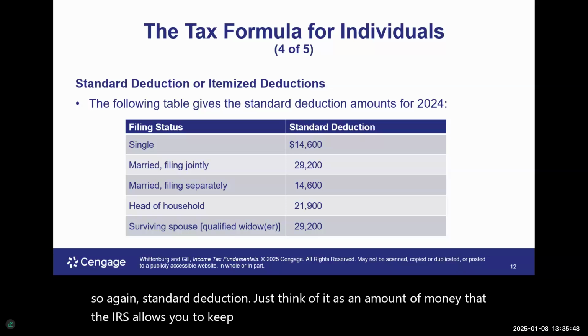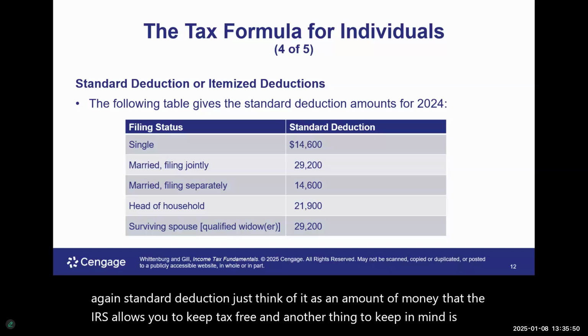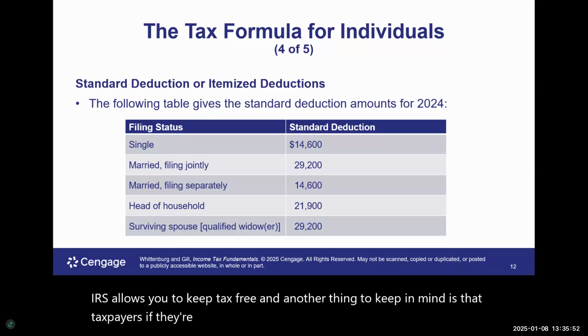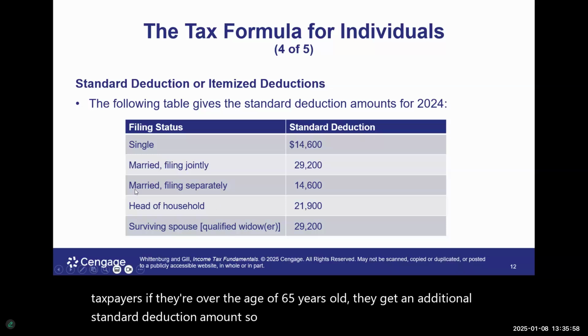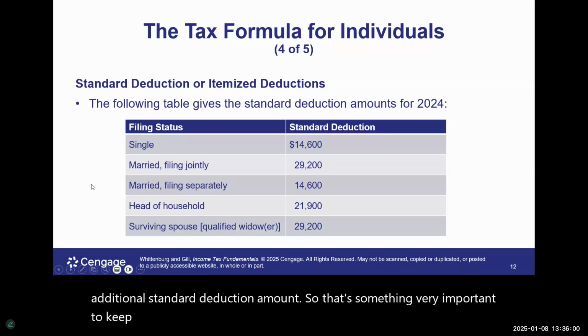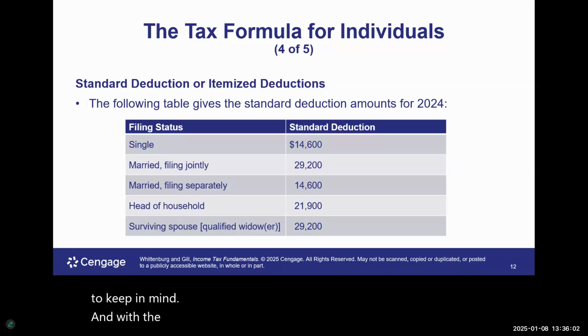And another thing to keep in mind is that taxpayers, if they're over the age of 65 years old, get an additional standard deduction amount. So that's something very important to keep in mind. And with the filing statuses, there are 5 filing statuses.